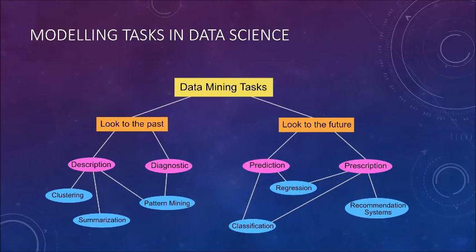At a first level, we can differentiate between tasks that produce models that look to the past and data-generated models that look to the future. Regarding the first group of tasks, we can consider descriptive tasks, where the objective is generating artifacts to describe some feature of data, for example, groups, summaries, or even patterns represented as rules, and diagnostic tasks, where the idea is generating models to categorize data, for example, rules to explain a failure mode in a system.